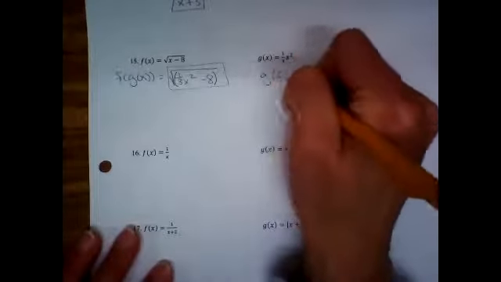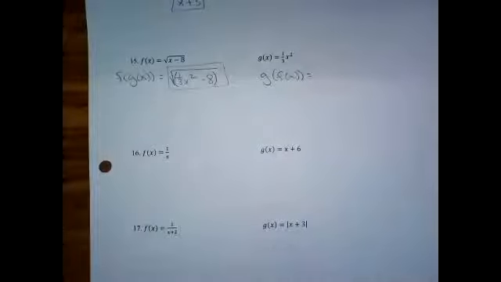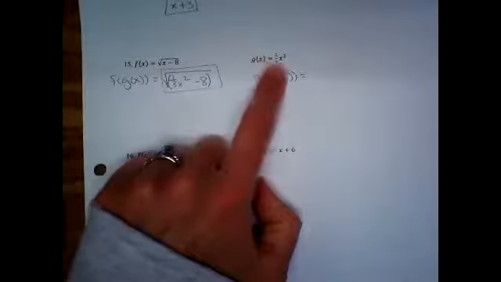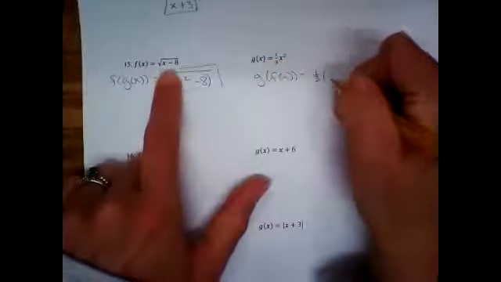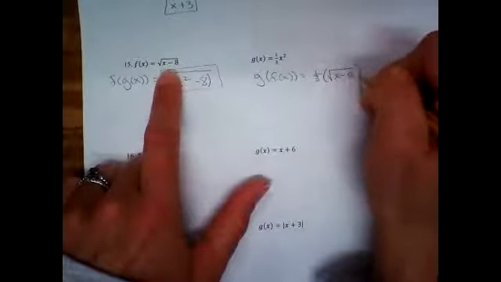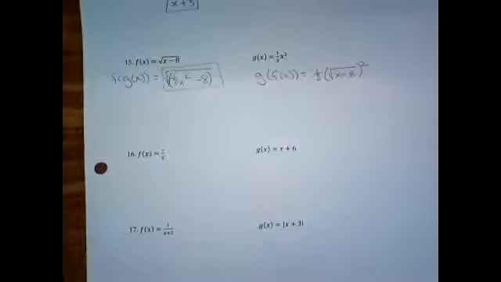All right, and then g of f of x. Now f gets plugged into g. So this square root of x minus 8 is getting plugged in over here. So you'll have 1/3 square root of x minus 8 squared.